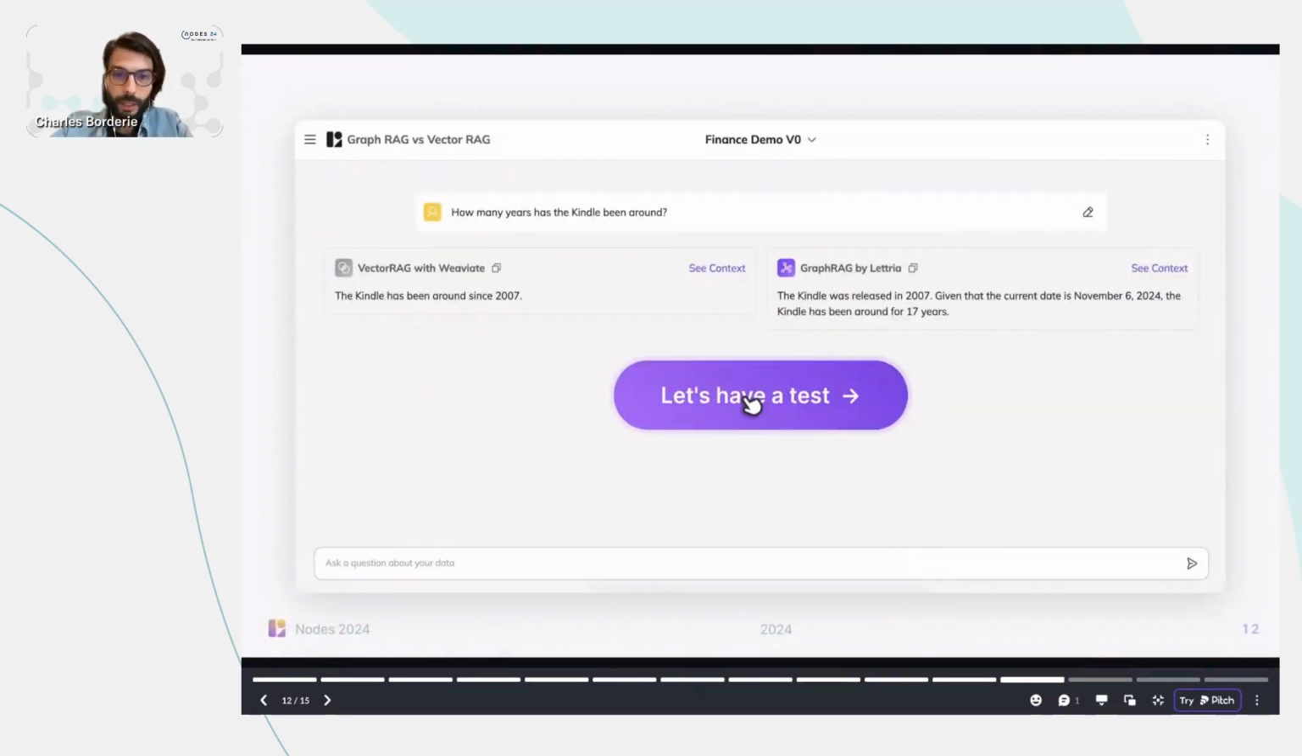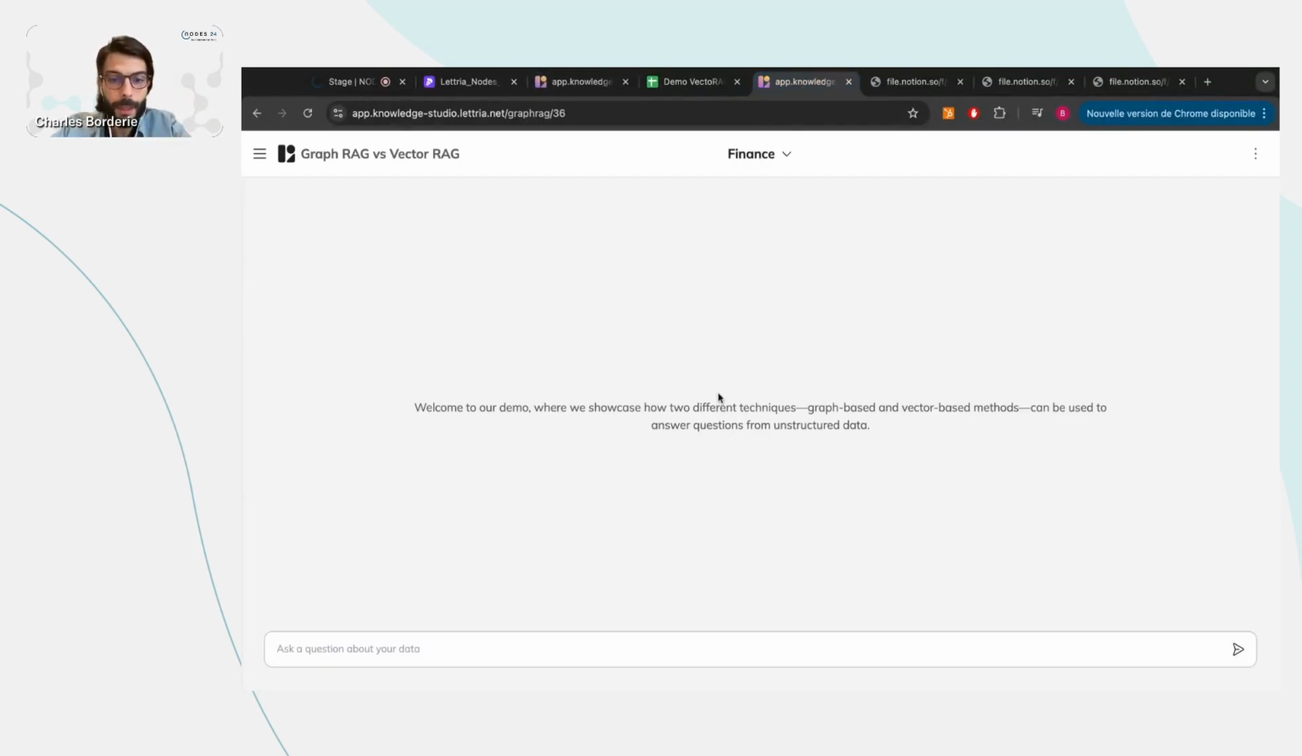So I suggest we just have a look and go to our platform. You should see my screen right now, and I'm going to benchmark directly a vector RAG configuration and a graph RAG configuration. Here, we're going to stick to the baseline vector RAG from Weaviate, which is called Verba, and we're going to stick to our graph RAG by Lettria, by default configuration. So there's no fine-tuning, no setup on each side.